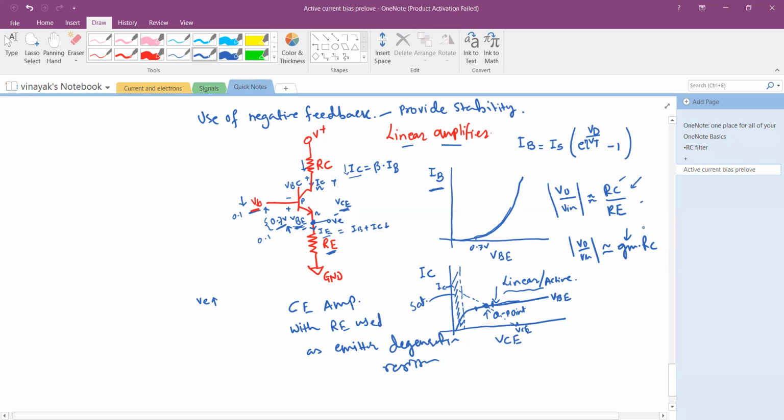And so the gain is a bit reduced because the transconductance is set by the DC value of the collector current divided by the thermal voltage, which is 25 millivolts at room temperature. But then you can again adjust the values of the resistors to set the gain.